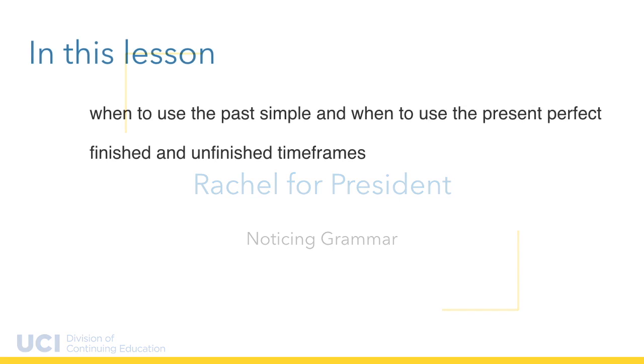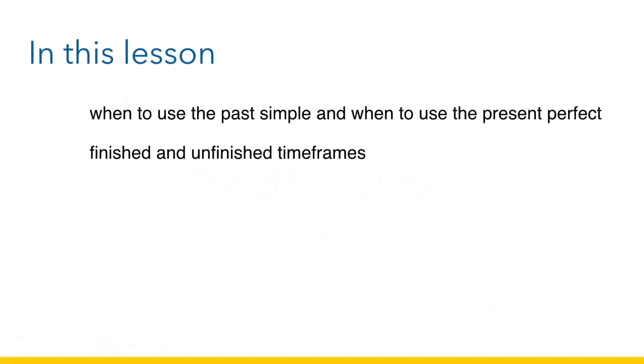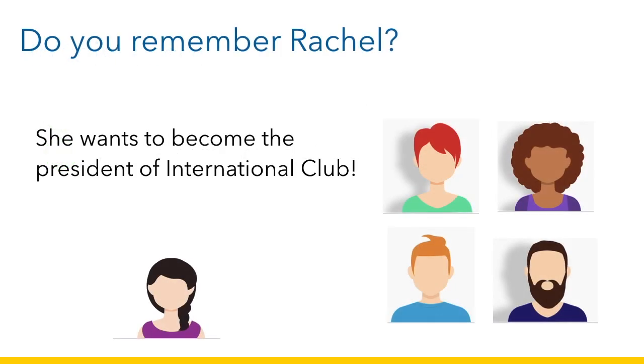In this lesson, you are going to learn when to use the past simple and when to use the present perfect. You'll also learn what finished and unfinished time frames are, which will help you to understand the difference between these two verb tenses. But first, do you remember Rachel? She wants to become the president of International Club.